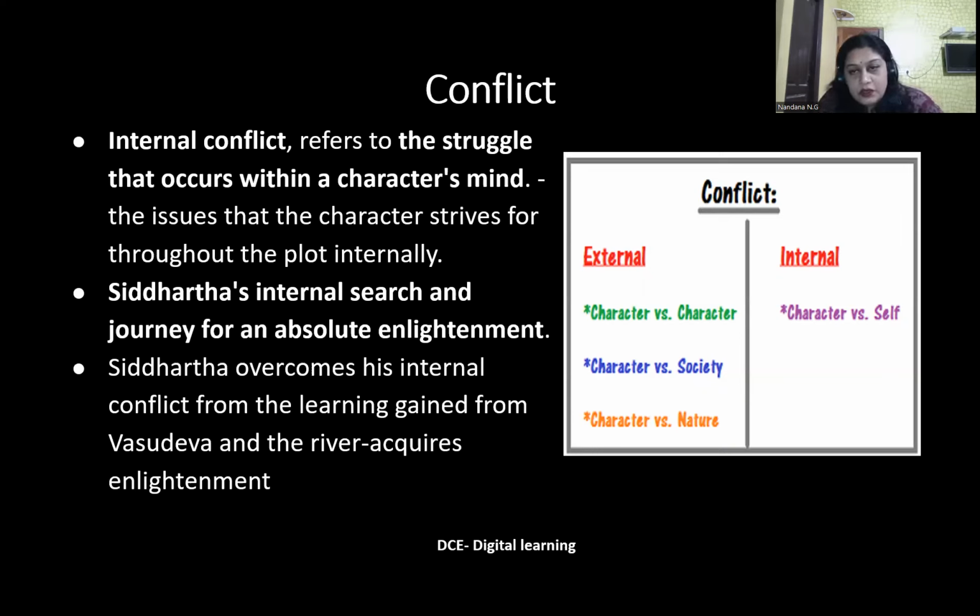Now, I have included a small picture here which clearly shows how conflict can be divided into external and internal. In external, we can see character versus character. That is when the dispute arises between two characters based on thought or action, that is known as external. Likewise, when a character has a point of dispute with society or nature, all these come under external conflict. Internal conflict is the one that occurs within a character or within ourselves.